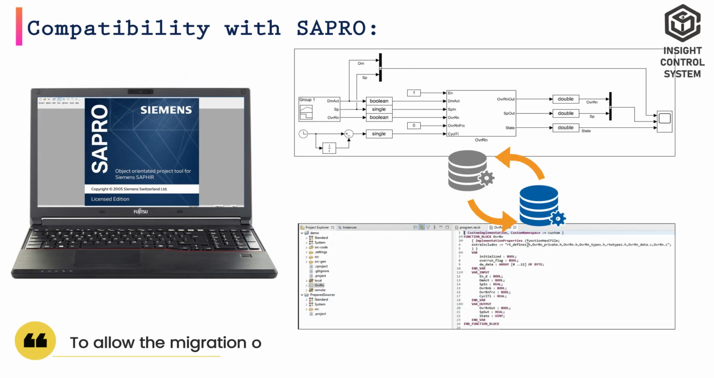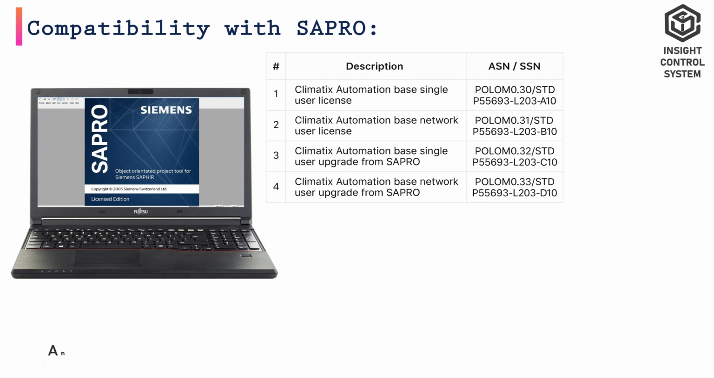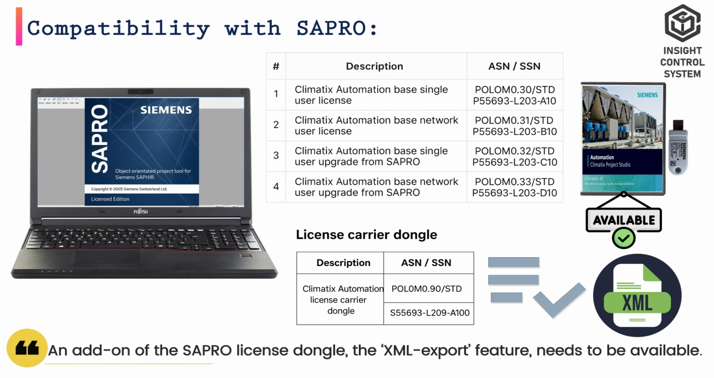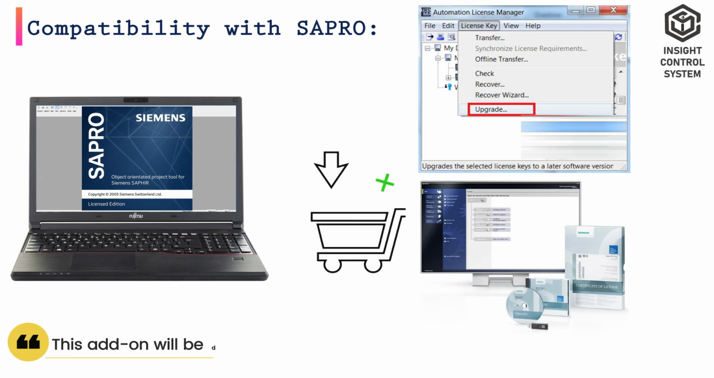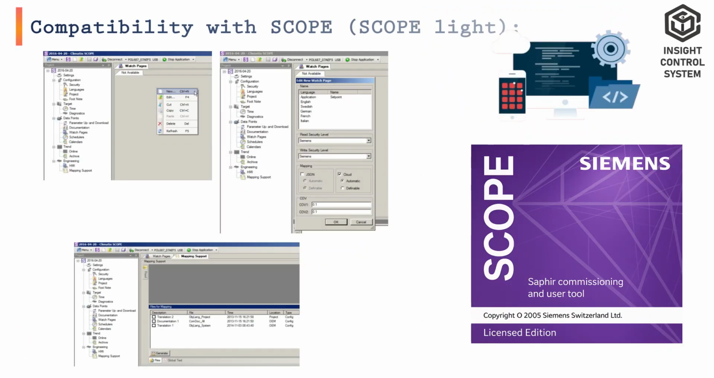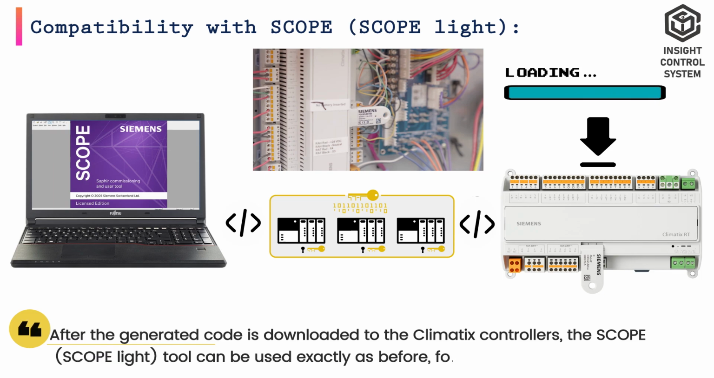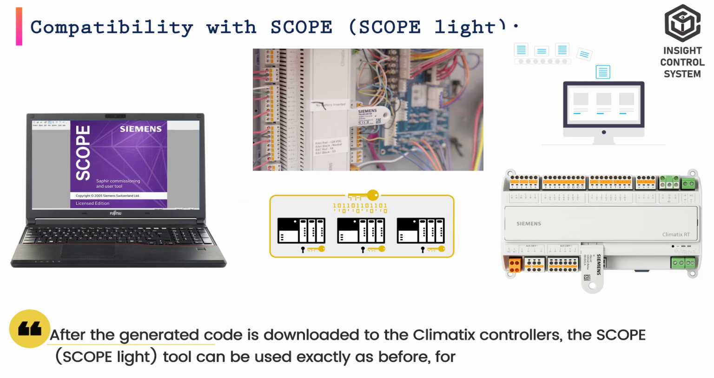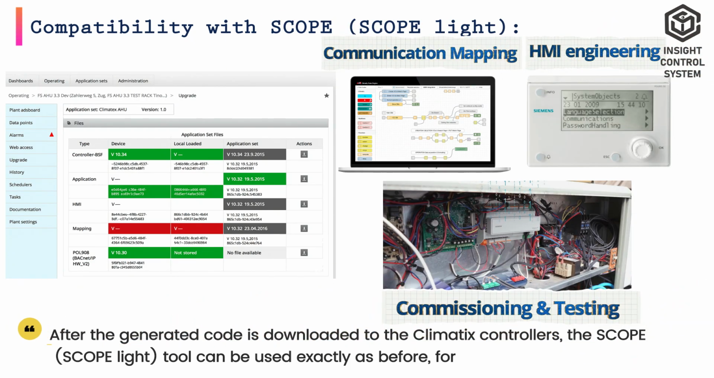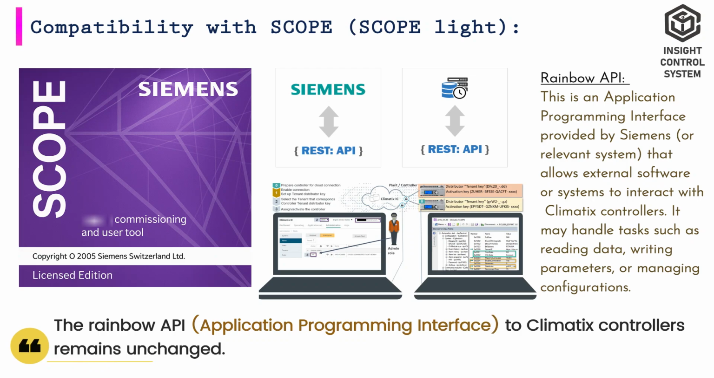To allow the migration of a SAPRO project, the SAPRO version needs to be VVS 11. An add-on of the SAPRO license dongle, the AXML export feature, needs to be available. This add-on will be delivered to the user when an upgrade license is purchased. Compatibility with Scope. After the generated code is downloaded to the Climatix controllers, the Scope tool can be used exactly as before for communication mapping, HMI engineering, commissioning, and testing. The Rainbow API to Climatix controllers remains unchanged.